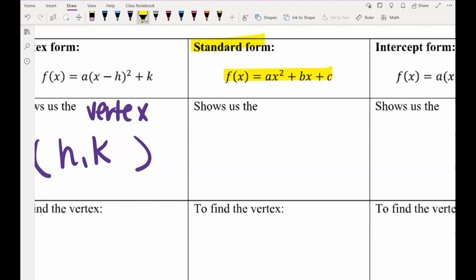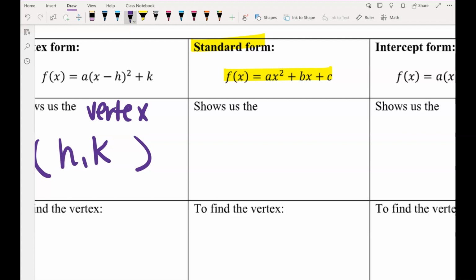Now, the standard form, students, will show us, anybody want to guess? What are we going to find immediately? What's easy, you think? Not the vertex, right? But what? Grace? The slope? Not really, but what happened when we plug in 0 for x? What would you get immediately?